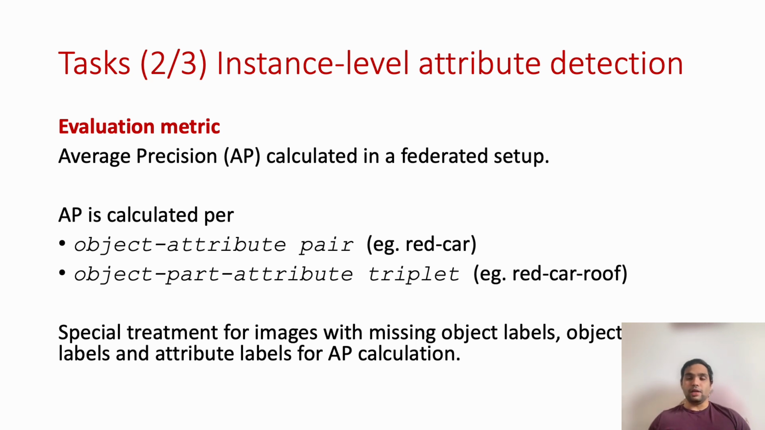We again adapt the federated setup we visited earlier for this task as well. This allows us to define an average precision metric for this task. Here, we consider each object attribute pair like red car and each object part attribute triplet like red car roof or red bottle cap separately. Average precision is computed for each object attribute pair and each object part attribute triplet separately. We finally average the scores across all object attributes and across all object part attributes to define average precision for object attributes and object part attributes.